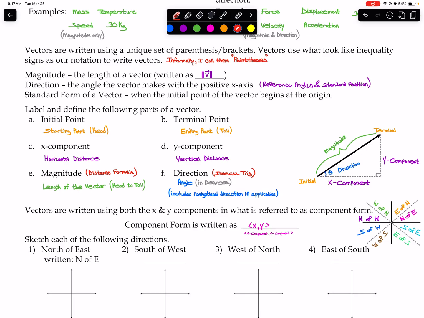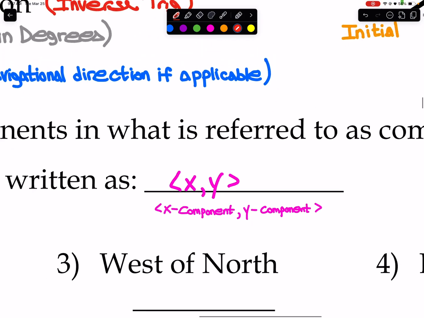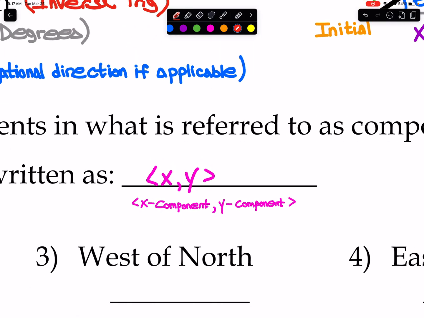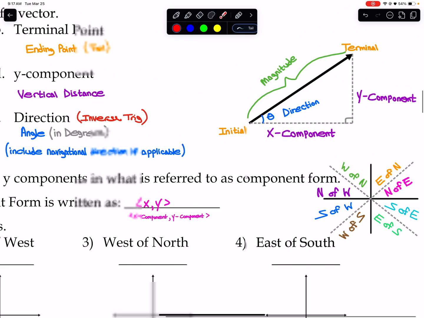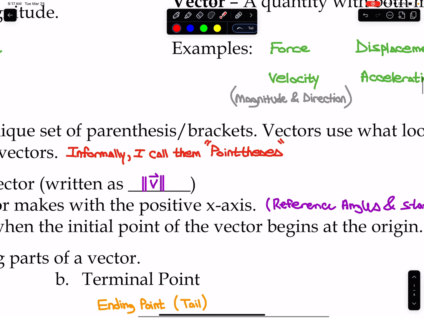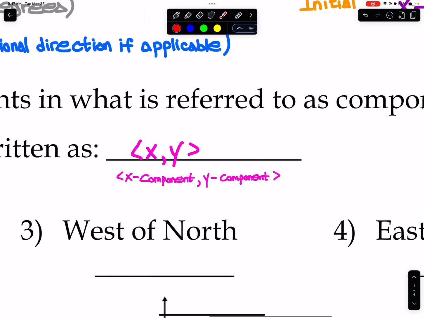Component form is written like a coordinate, but in terms of a vector. It's going to be written with what look like inequality signs on both sides, instead of writing parentheses. Informally, I call them pointheses, because I don't want to call them parentheses, but I don't want to call them inequality signs because that's not what they are. So I just came up with my own little name for it.